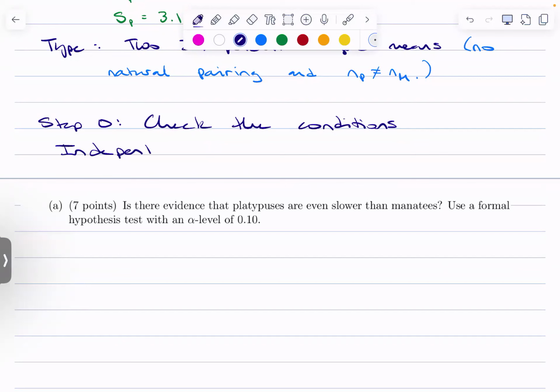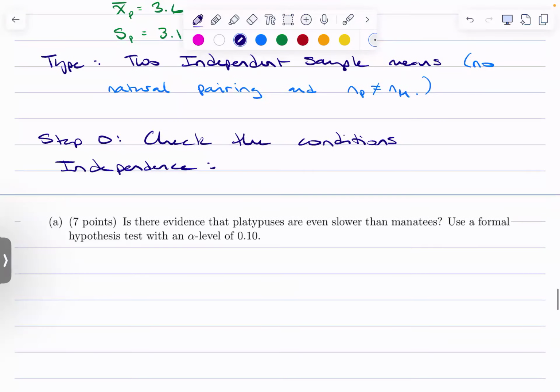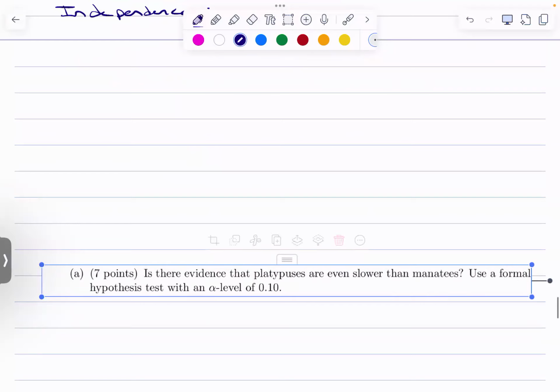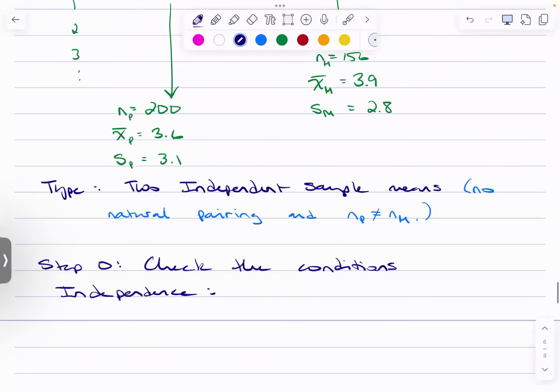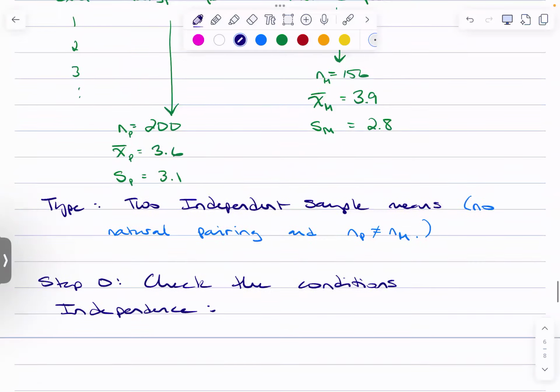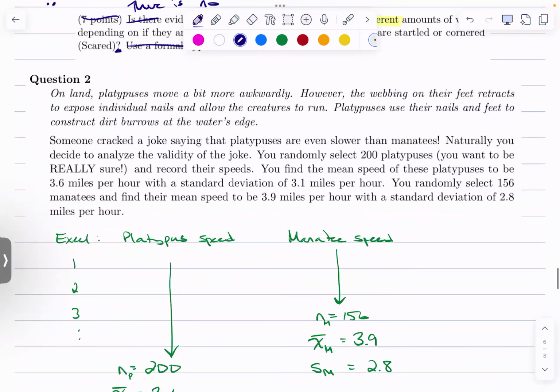Independence. As long as each group was randomly selected, we can assume that they're independent within each group. But then we also need independence between the two groups in order to do the analysis we're about to do. You randomly select 200 platypuses and you randomly select 156 manatees, right? And so we can assume that within each group, we have independence.